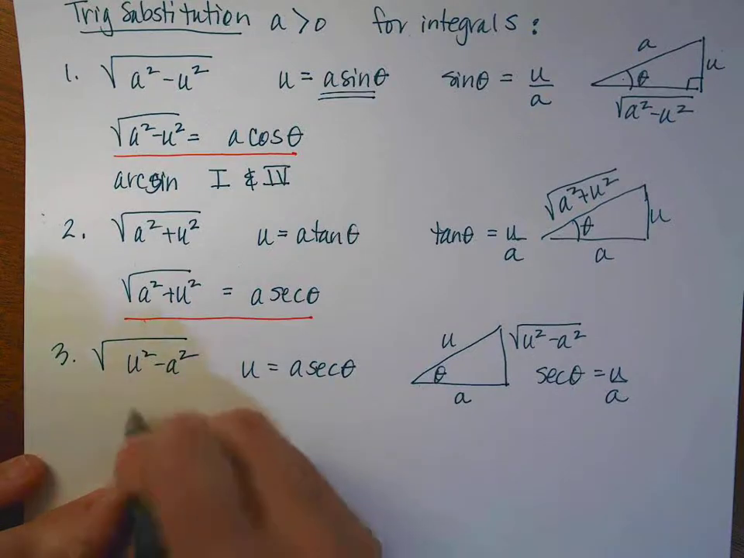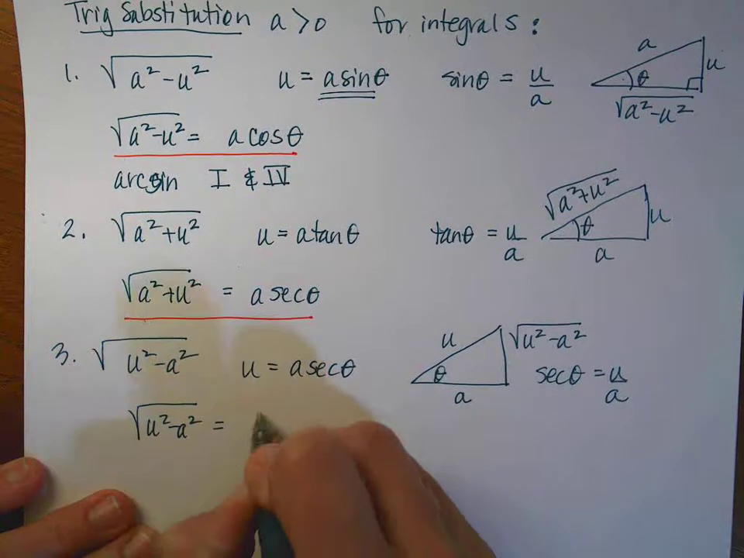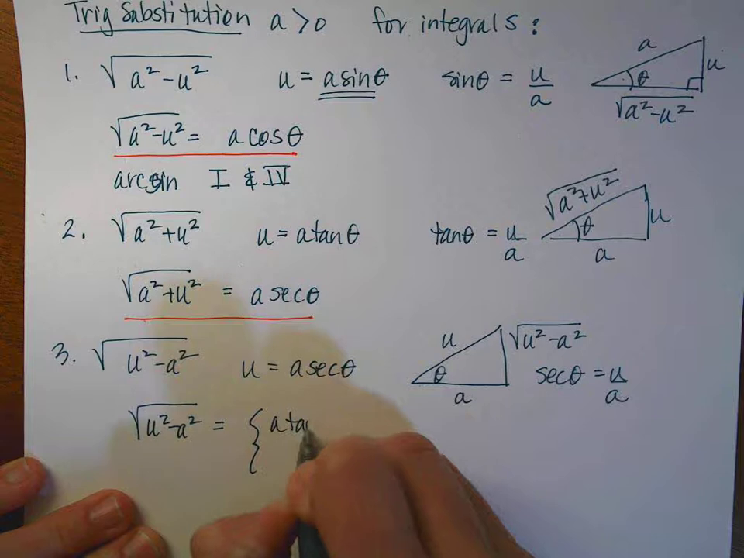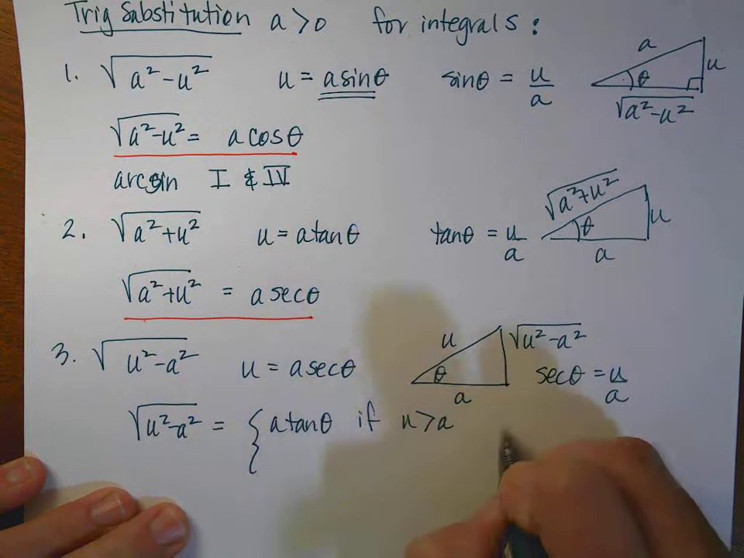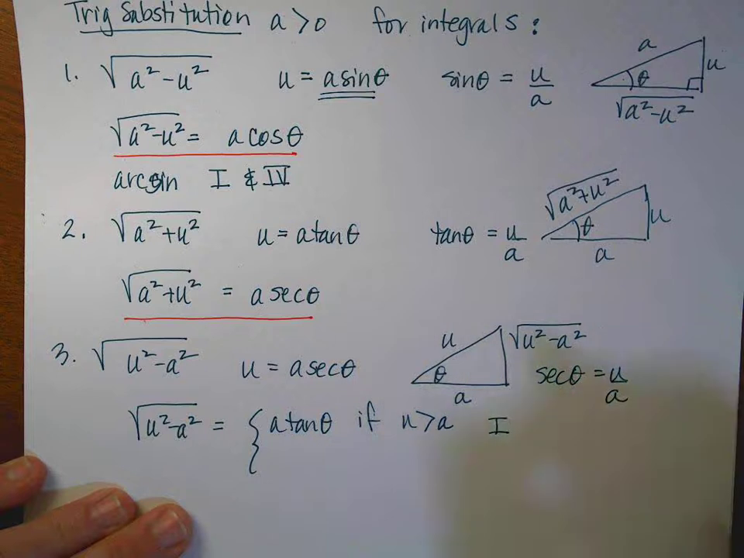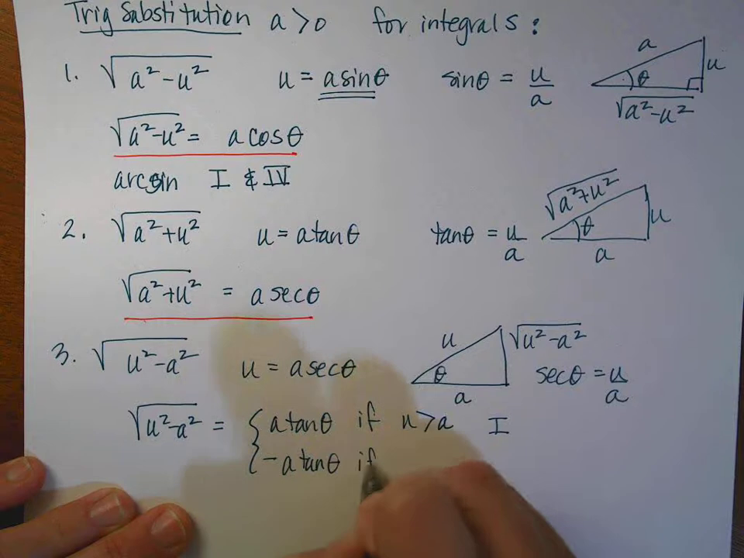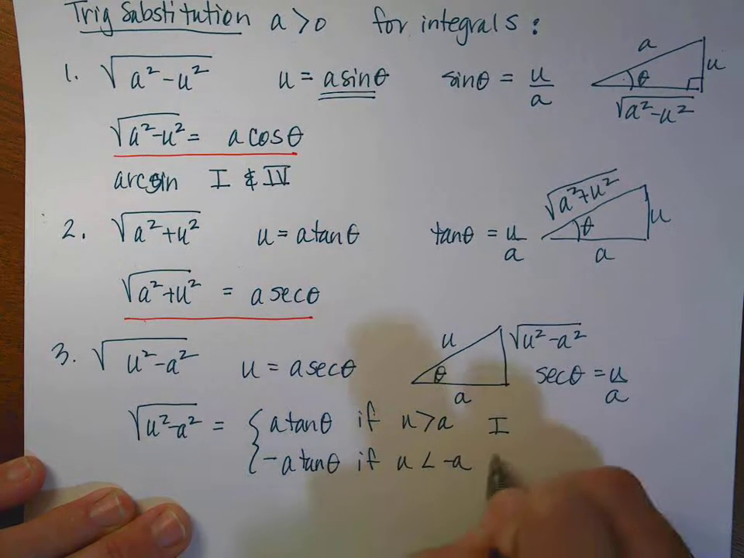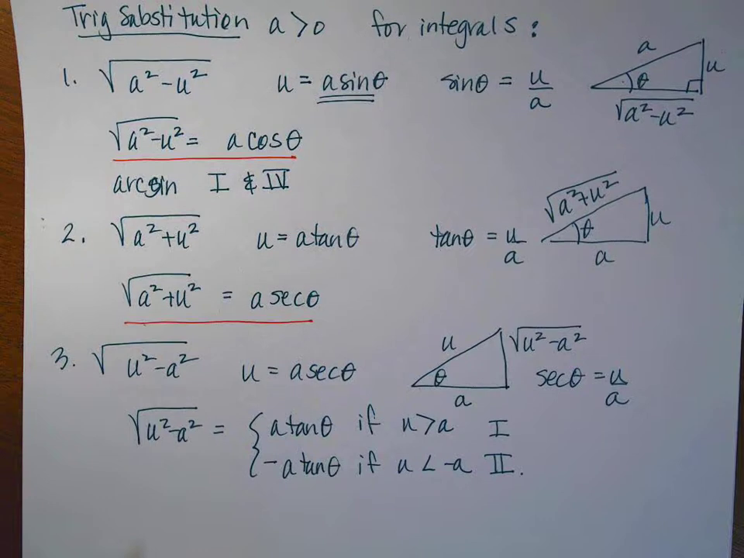This one has two possibilities. The square root of u squared minus a squared is going to equal either a tangent theta if u is greater than a, and this would be in quadrant 1, or a negative a tangent theta if u is less than negative a, and this one is going to be in the second quadrant. Remember, secant has a restricted domain, just like cosine does, since it's the reciprocal of cosine.